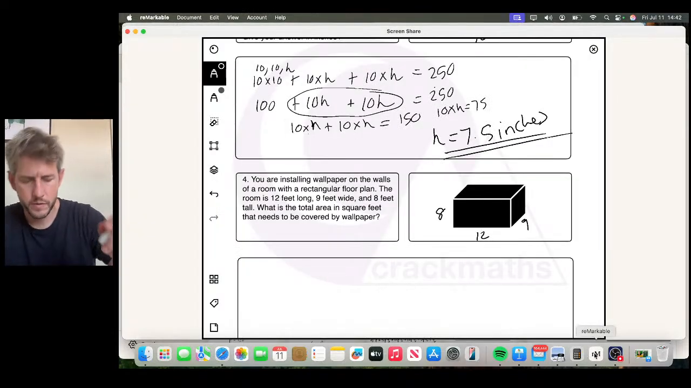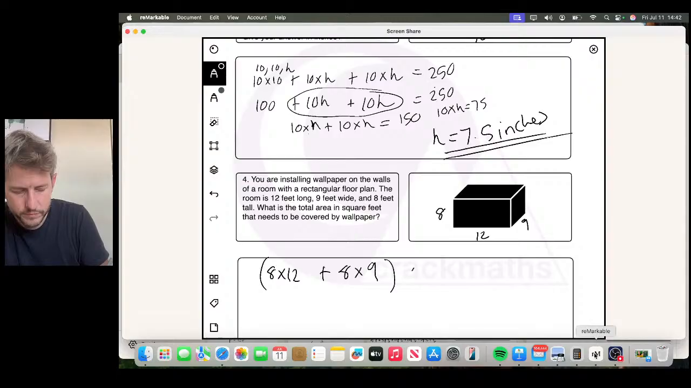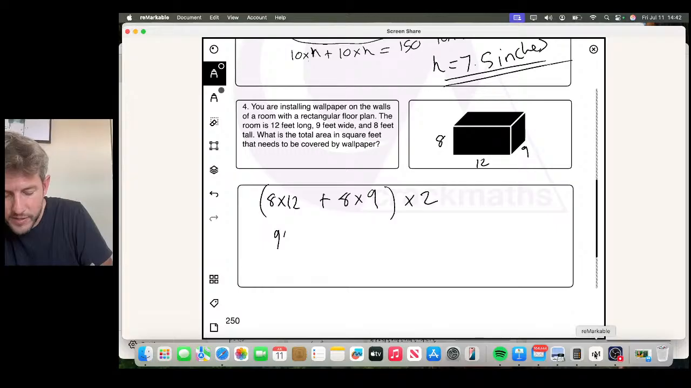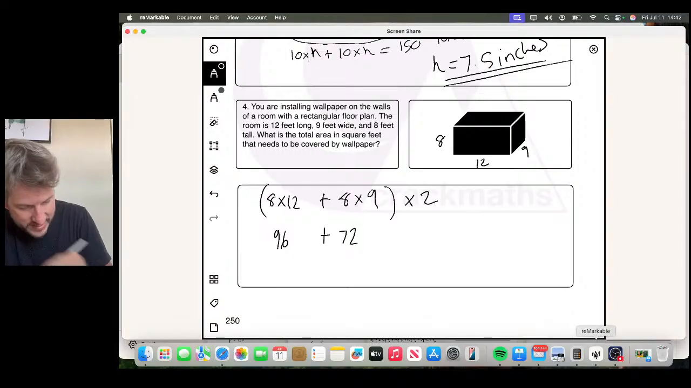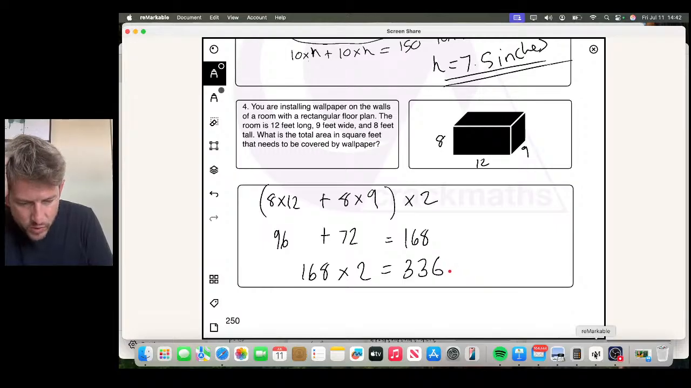Right, here we go. So we have got 8 by 12 plus 8 by 9, and then we'll times that by 2 because we've got the front and back for each matching one. So 8 times 12 is 96, 8 times 9 is 72, 96 plus 72 equals 168, 168 times by 2 is going to be 336, and that is square feet.